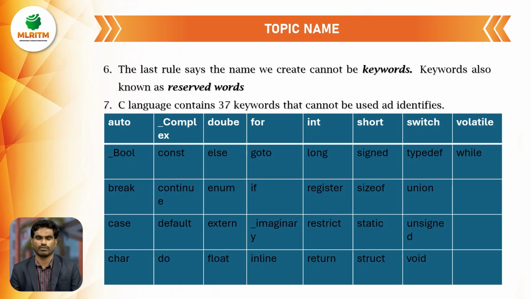Keywords are reserved words. C language contains 37 keywords. For example, int, char, float, double, auto. Next, else, for, goto, while, do while, and storage classes. Storage classes are auto, static, extern, register. Next, if, inline, return, struct, union. These all are the keywords.